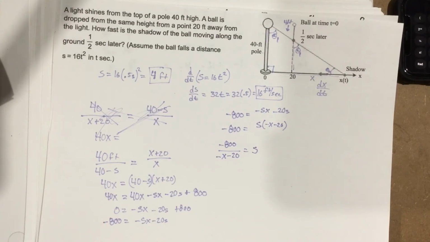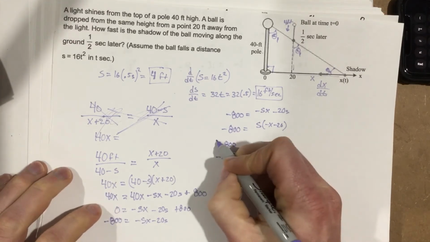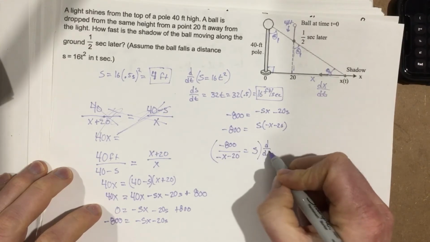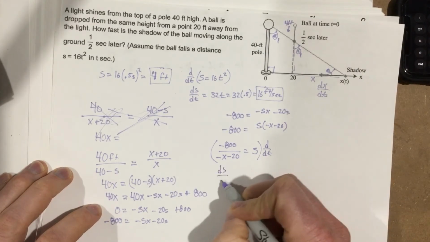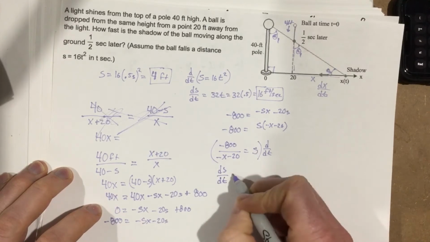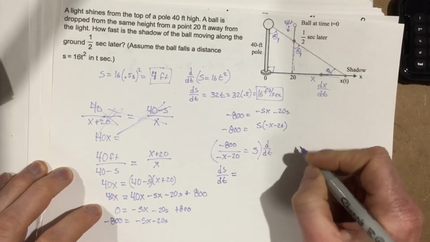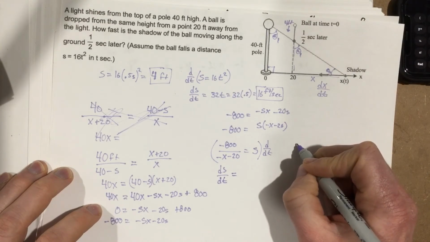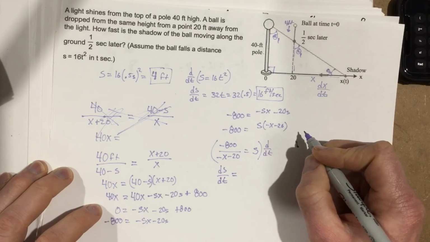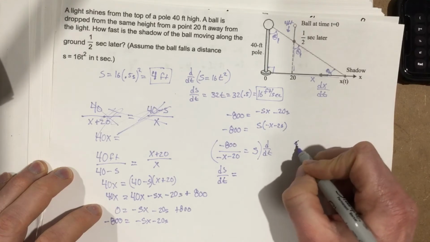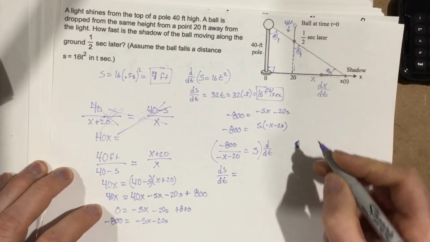Now remember, we're trying to figure out dx over dt. So let's go ahead and take the derivative now of this. So d over dt, and we'll take the derivative of the whole thing. So this is going to give us ds over dt, when I do the derivative of this piece, is going to equal, now I've got to do the derivative here, and I'm going to use the quotient rule. I can either use the quotient rule or the chain rule, I suppose. Let's use the quotient rule.